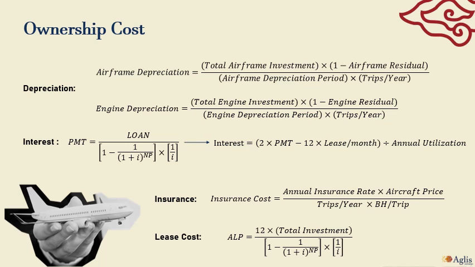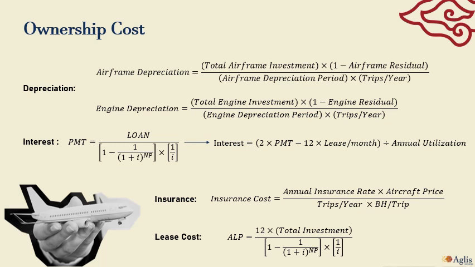Cost of spare parts, which is included in the total investment, is assumed to be 15% of the whole airframe or engine costs. Interest costs follow the PMT equation, which is the payment for 6 months and consists of primary and interest cost. Loan in this case is the product of total aircraft investment with the interest costs. With that, the interest cost follows the equation 2 times the PMT subtracted by the total lease cost in a year, then divided by annual utilization.